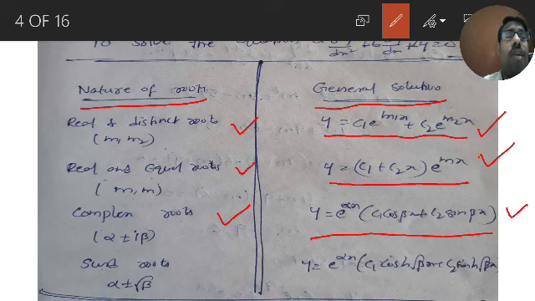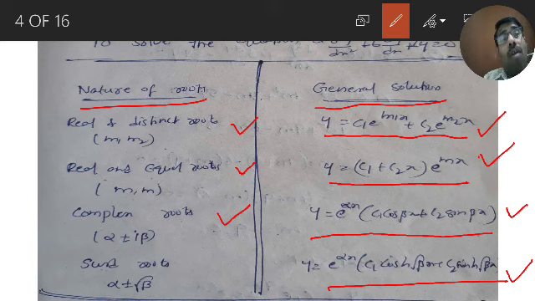And in case of surd roots, they also exist in a pair, alpha plus root beta or alpha minus root beta. In that case also, similar to this, e power of alpha x into c1 cosh root beta x plus c2 sinh root beta x. This fourth case does not come in our syllabus. Only the first three: real and distinct roots, real and equal roots, and complex roots.